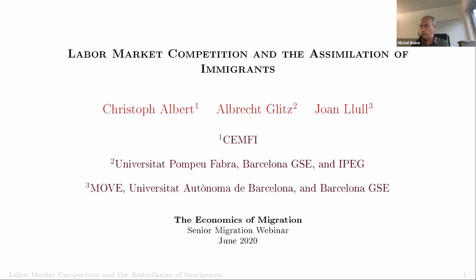So as Michelle said, I'm going to talk about labor market assimilation of immigrants, and it's also going to be connected to labor market effects of immigration. This is joint work with Christoph and Albrecht, and they're both in.